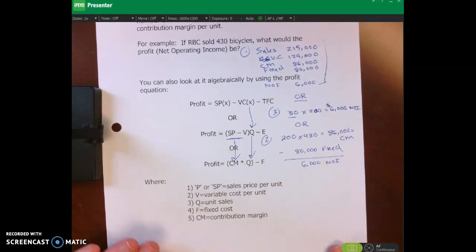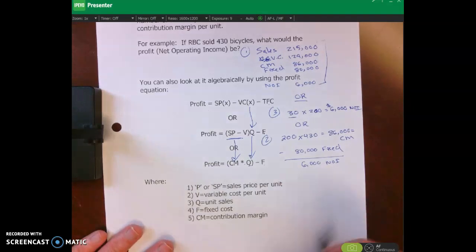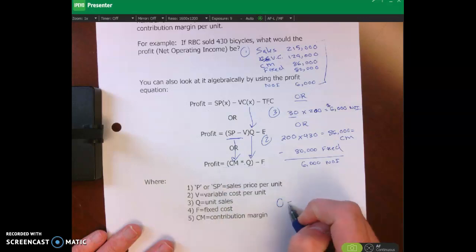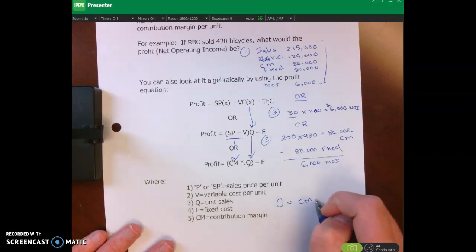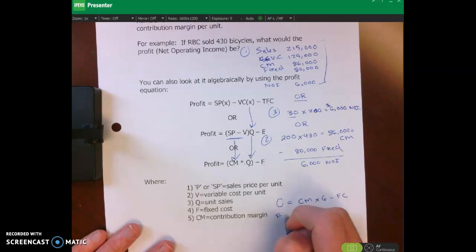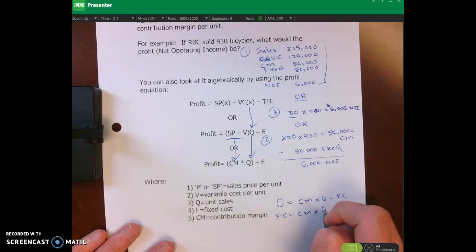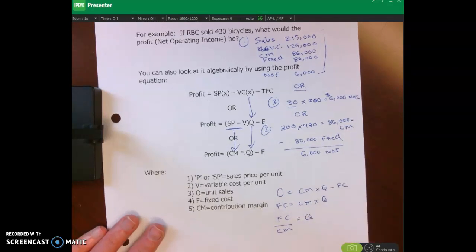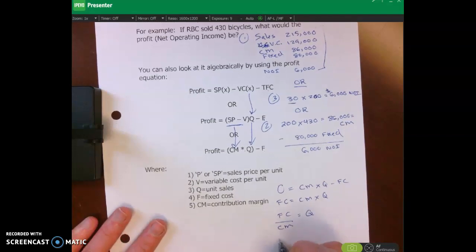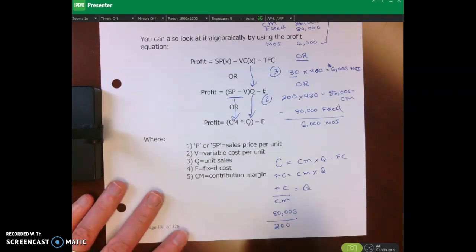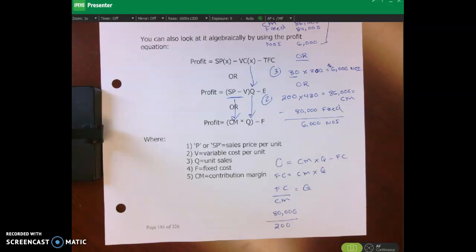Now, when we looked at break even before, remember, what is profit at break even? It's 0. So if we were to apply this formula right over here to break even, let's look at that. 0 equals CM times Q minus fixed costs. Therefore, fixed costs equals CM times my quantity. Therefore, fixed costs divided by my contribution margin per unit, by the way, equals quantity at break even. And that's what we did when we took our 80,000, which is our fixed costs, divided by our $200 of CM per unit. That gives us our quantity at break even.